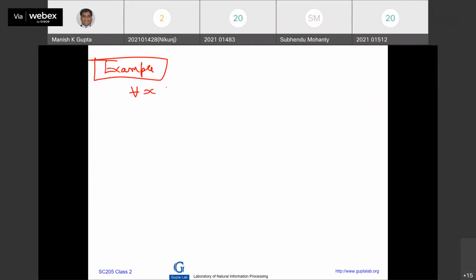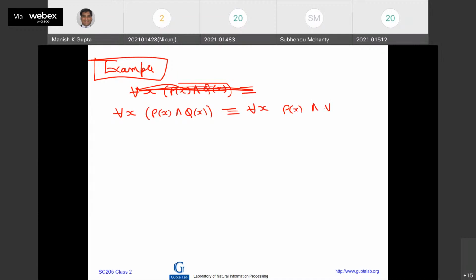For every x, P(x) meet Q(x) is equivalent to, for every x, P(x), and for every x, Q(x). I have to show that these two statements are logically equivalent. So you need to see carefully. I can assume some domain D in which we are working.